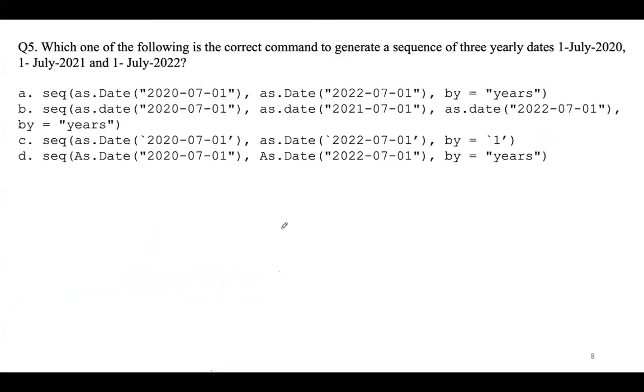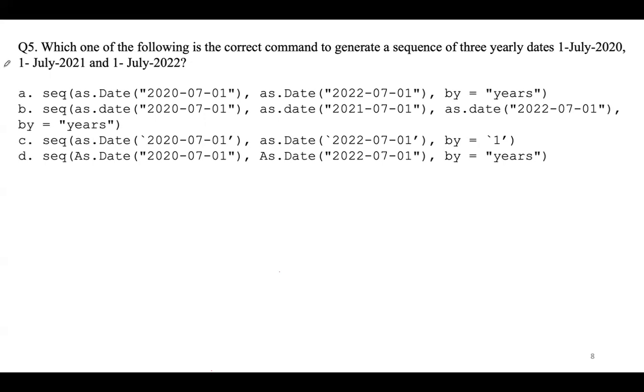So just one last question. If you want to generate a sequence of 3 yearly dates, so 1st of July 2020, 1st of July 2021, and 1st of July 2022, which command would you use? So using the seq function, right? Generally in seq, you're doing a from, to, by sort of a thing. Not B. A.